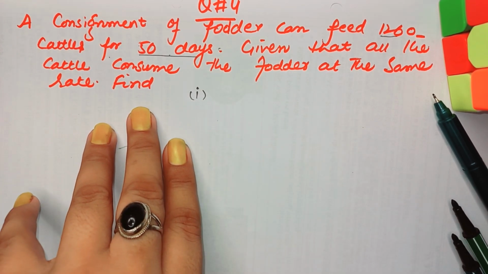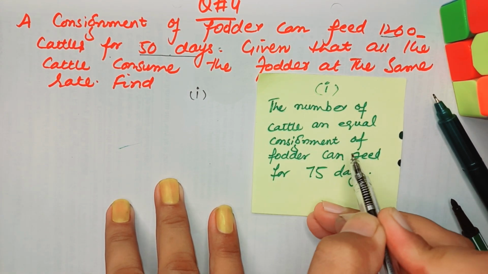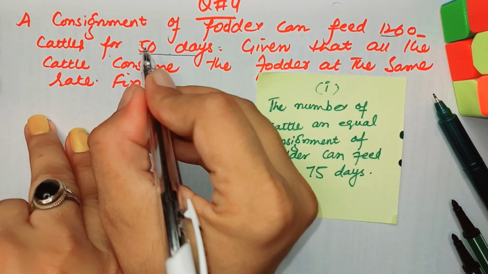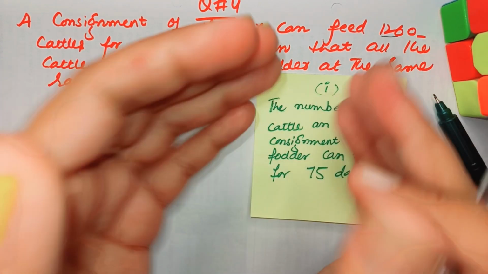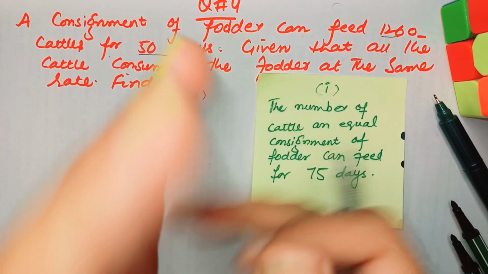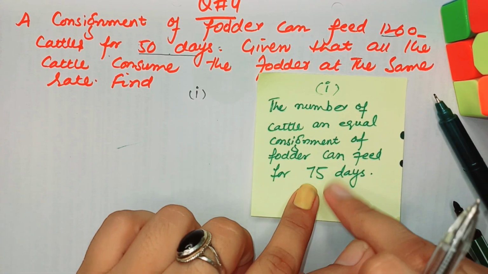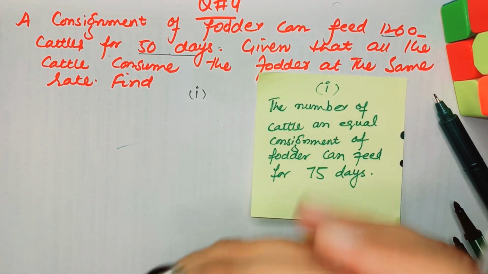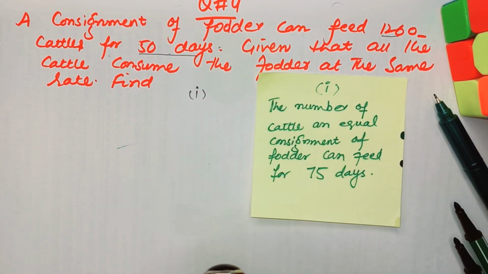Now we have to find the number of cattle an equal consignment of the fodder can feed for 75 days. You can see, अब उन्होंने days कम कर दिए. 1260 cattle earlier we have और उनका जो चारा था वो 50 days में consume हो रहा था. Now they said that you have 75 days and you have to find the number of cattle. हमने cattle find करनी है और days उन्होंने बढ़ा दिए हैं कि अब आपके पास 75 days हैं.